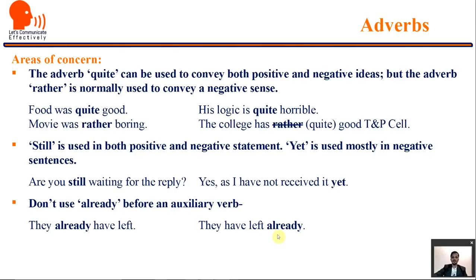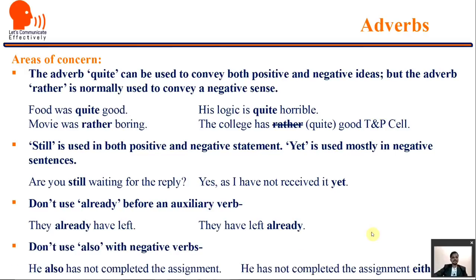He has gone already. Next, don't use also with negative verbs. For example, he also has not completed the assignment. We usually use this. He also has not submitted the assignment. She also has not done this work. They also have not come. So we should not use also with negative verbs, right? So in that case, the proper usage is he has not completed the assignment either.